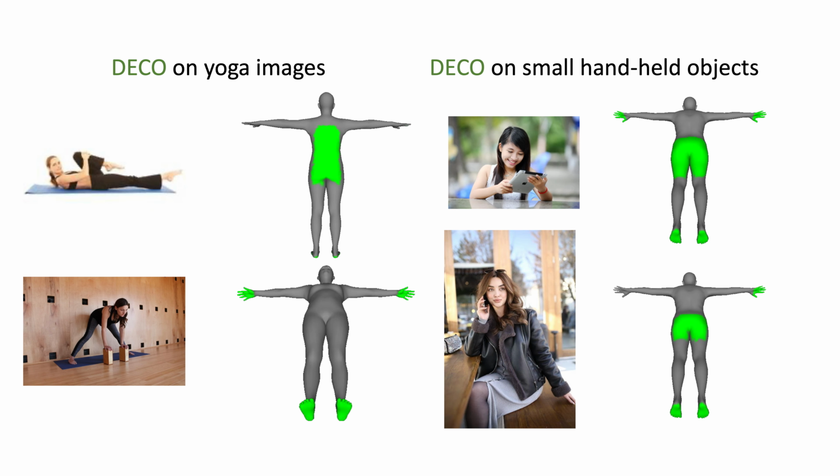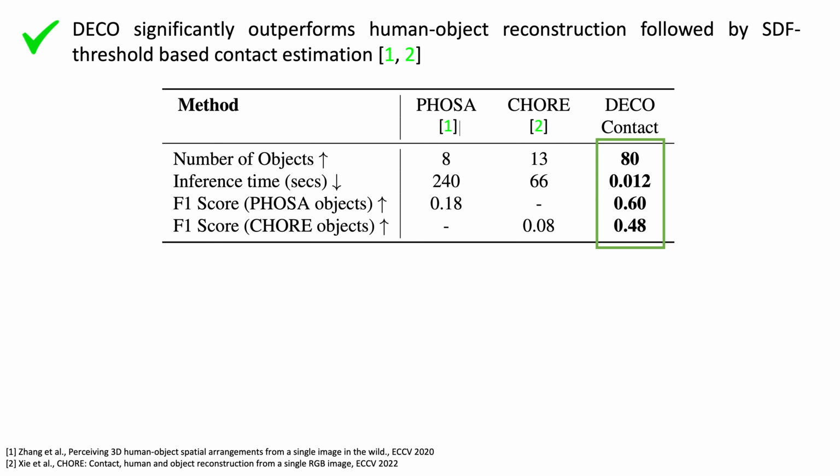DECO also generalizes well to unseen in-the-wild images from the internet. Notice how DECO recovers accurate body-ground contact for yoga poses. DECO is also able to estimate contact for small objects, such as a cell phone, an iPad, or rare objects such as a sky lantern. DECO significantly outperforms methods that compute contact by thresholding the vertex distance between a reconstructed object and a human mesh, such as CHORE and POSA.